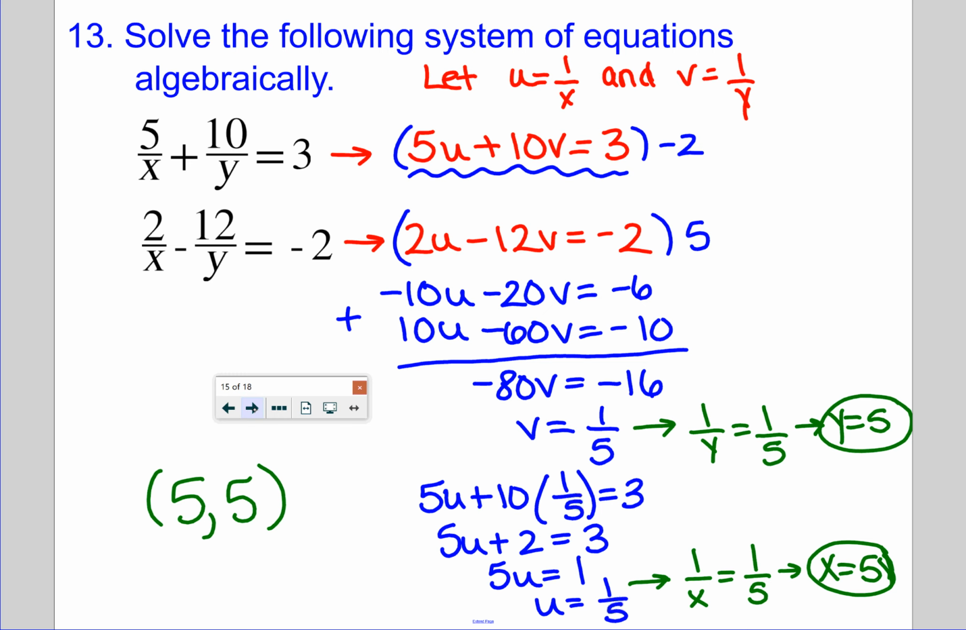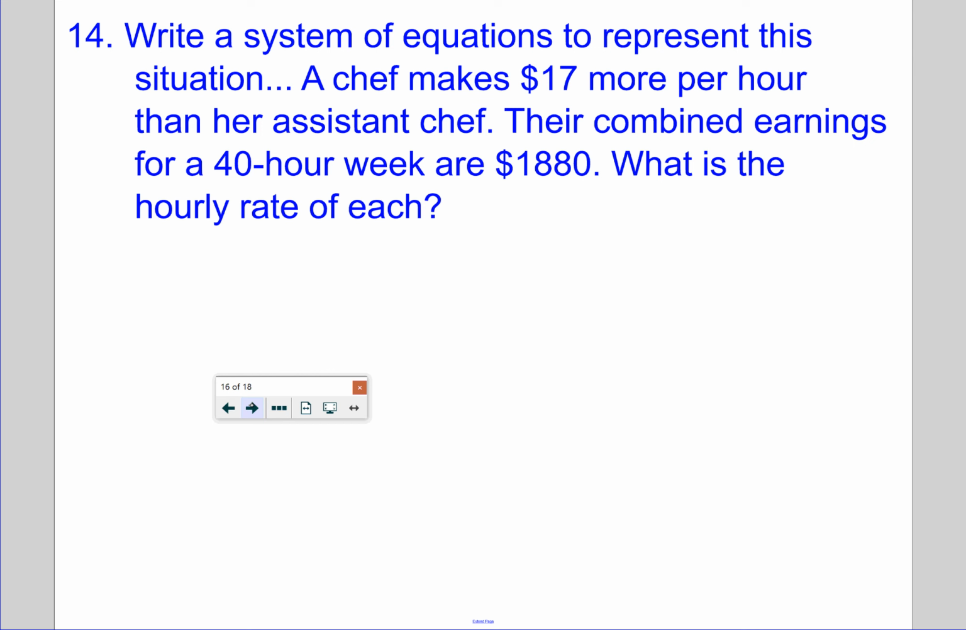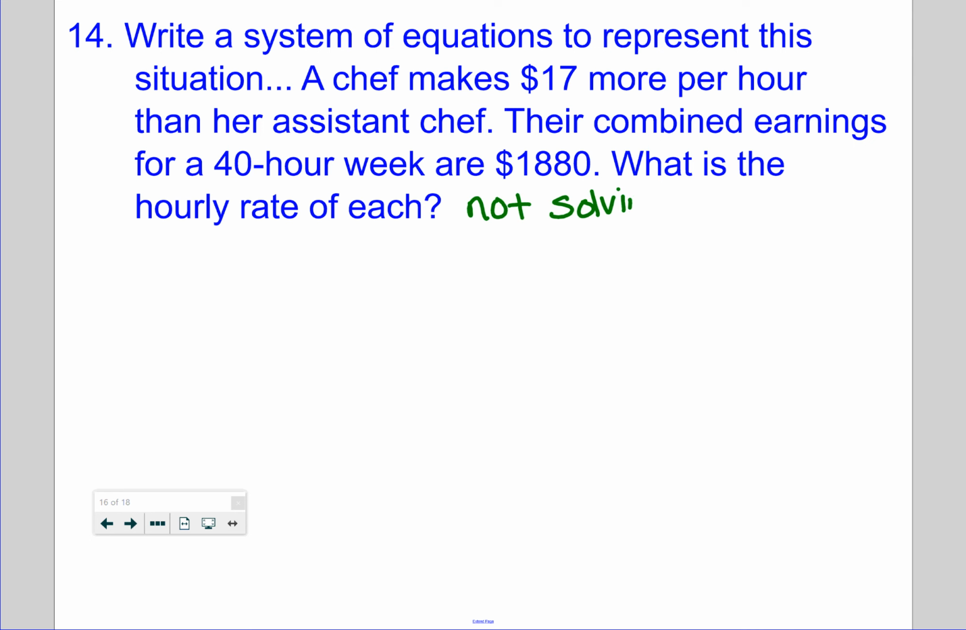The next problem, number 14, it says, write a system of equations to represent this situation. A chef makes $17 more per hour than her assistant chef. Their combined earnings in a 40-hour week are $1,880. What is the hourly rate of each? We are not solving here, although you could if you want to check to make sure your answers are reasonable so your equations are good. All you have to do on this problem on the test is write the system of equations.